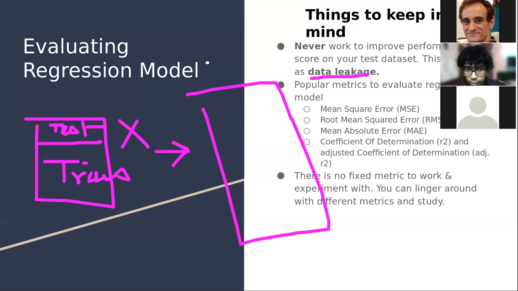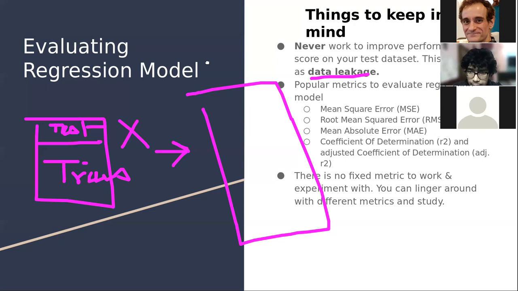Now what to do if your test performance is bad, but your training and validation performance is good? If your test performance is bad, then either your training data is not a good representative of test data, or the test data has been prepared to be extremely different from the training data. And those are different things. There's always a lot to discuss.